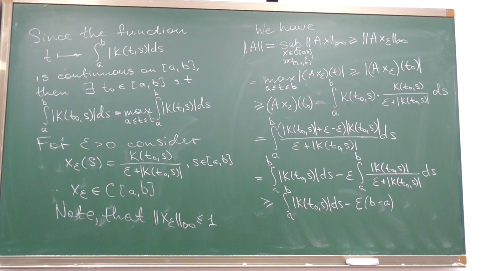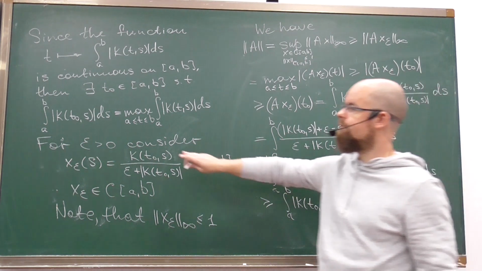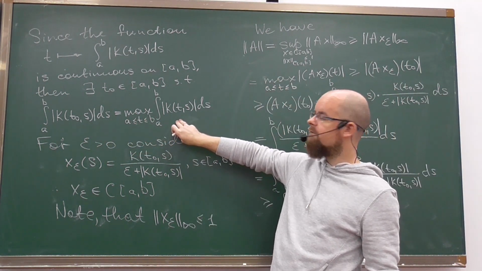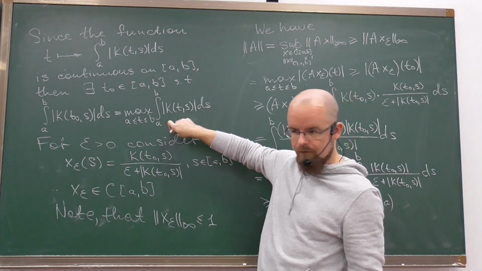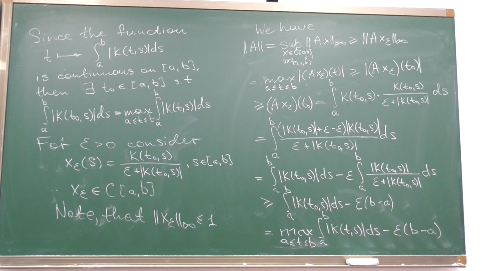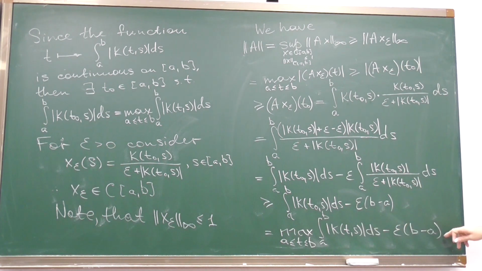And let me also recall that this expression, due to the choice of t0, is nothing but the constant which we want to prove the norm equal to. So we have estimated the norm from below by this expression minus epsilon times a constant, for every epsilon greater than 0.